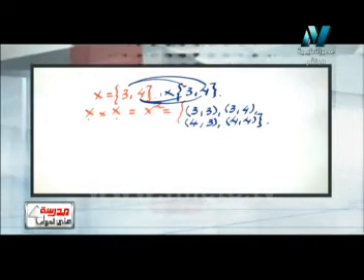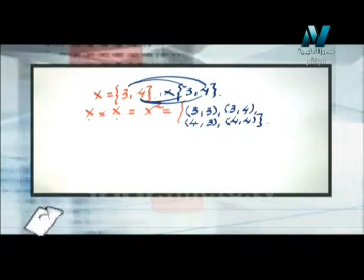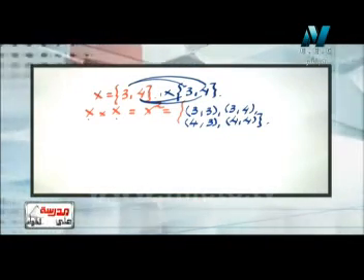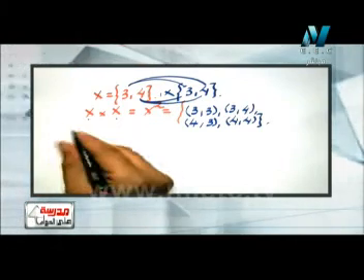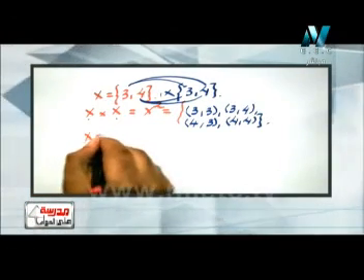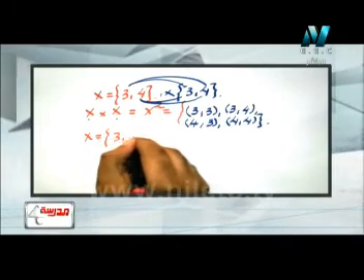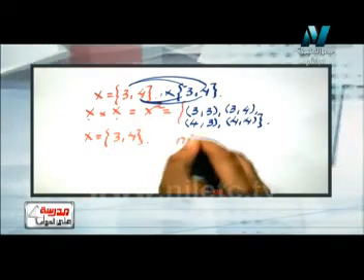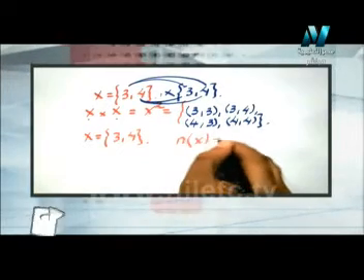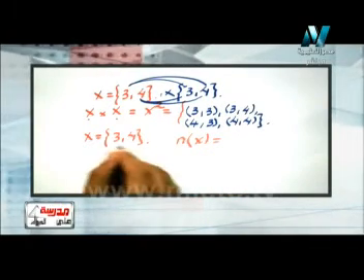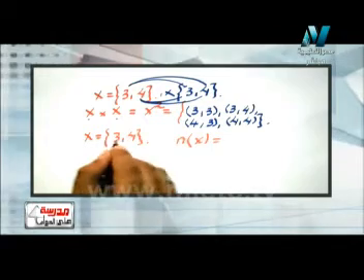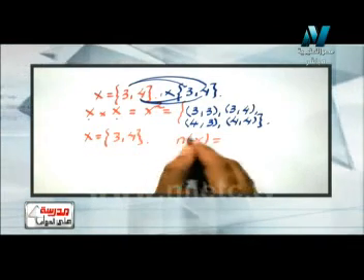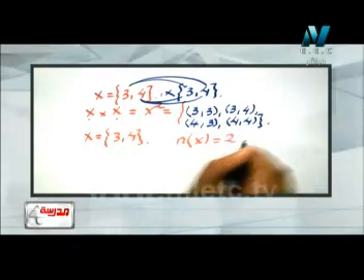Okay, we have a new question. If I have x with elements 3 and 4, can you find n of x? Very simple. Count the number of elements of x. Here we have 2 elements, so n of x equals 2.